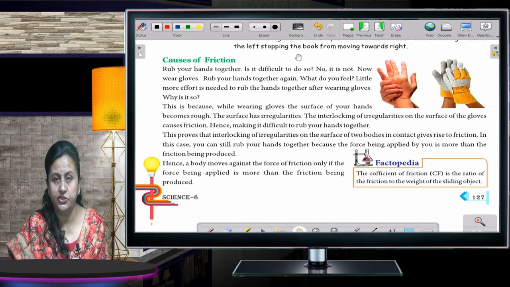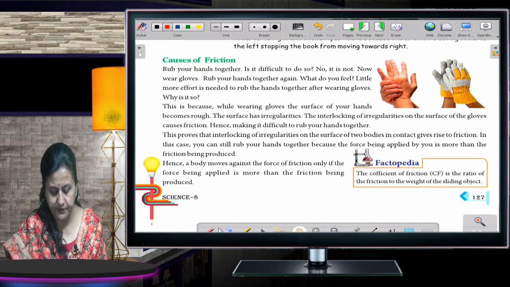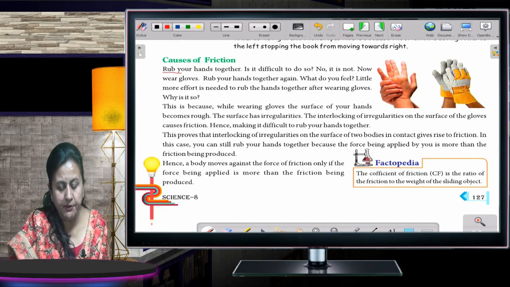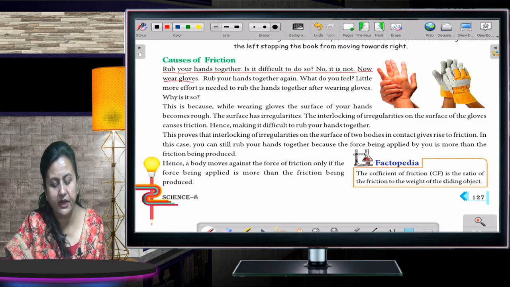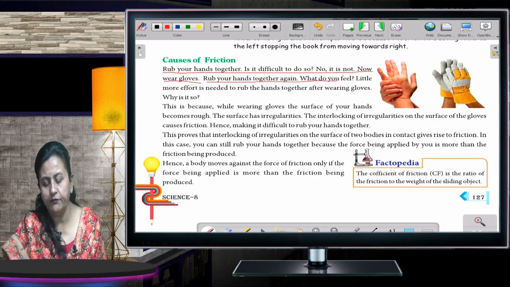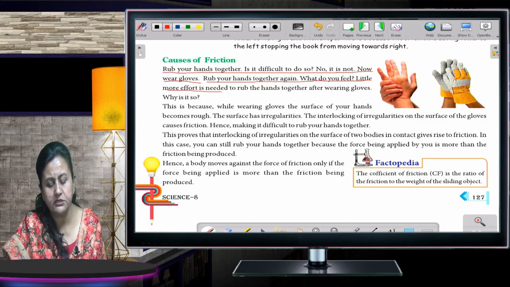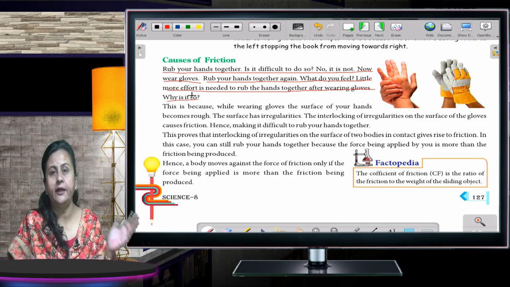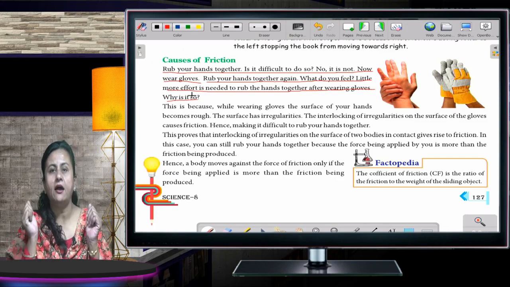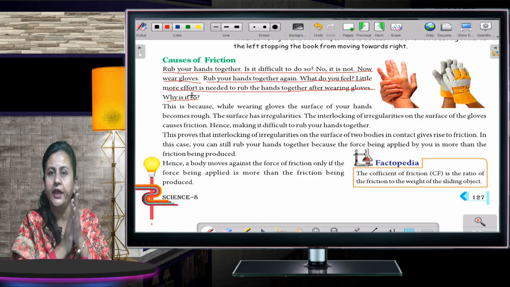Causes of friction. Why is the friction there? Rub your hands together. Is it difficult to do so? No, it is not. Now wear gloves. Rub your hands together again. What do you feel? A little more effort is needed to rub the hands together after wearing gloves. Why is it so? See, your hands are there. Rub them this way. After some time, you wear gloves and again rub.